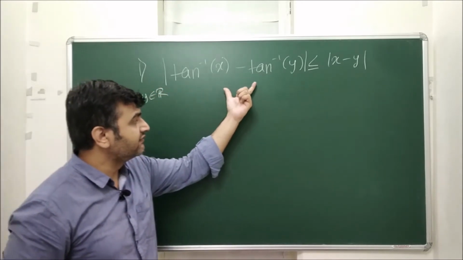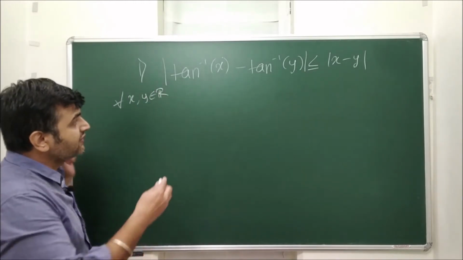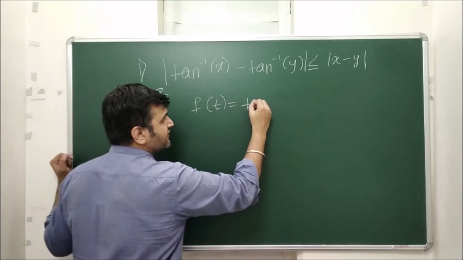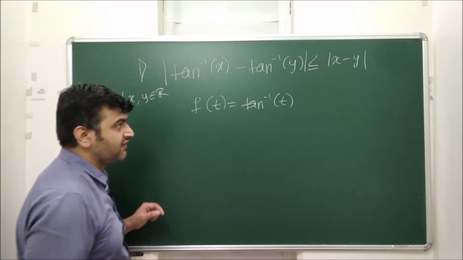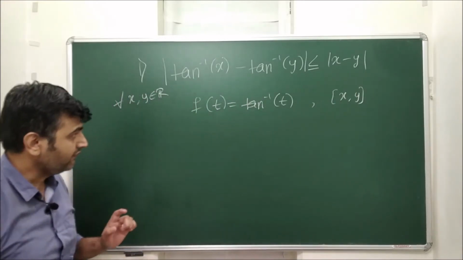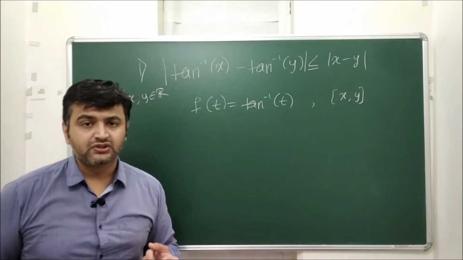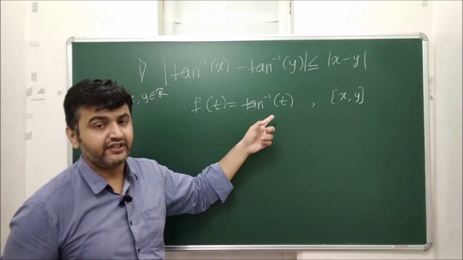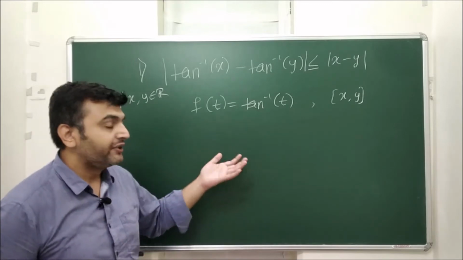The difference of tan inverse is less than or equal to the difference of the inputs x and y. Now looking at the inequality, you can think of choosing f of t as tan inverse of t, because in the inequality I have tan inverse. Here you can take the interval x comma y where x is less than y. Once you have a function and want to apply the mean value theorem, two conditions should be satisfied. Is it continuous? Yes. Is it differentiable? Yes. The derivative is 1 upon 1 plus t square, so it exists for any real number. So it is continuous and differentiable.